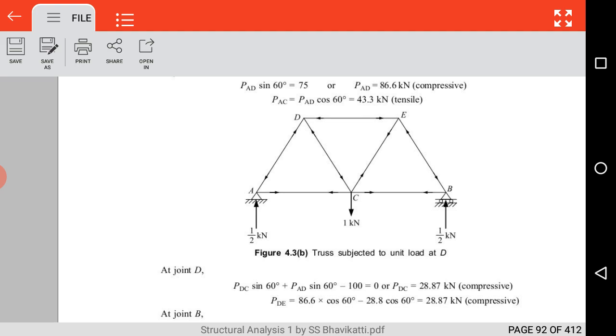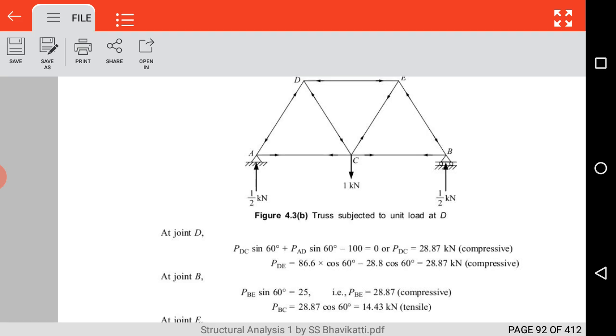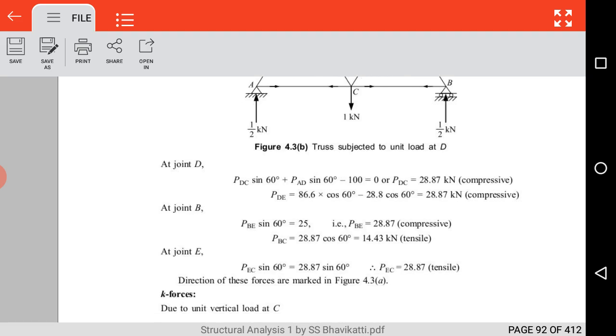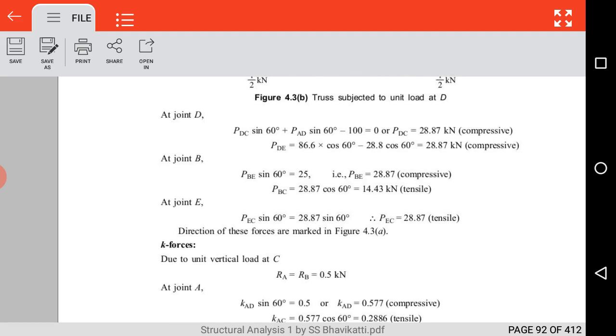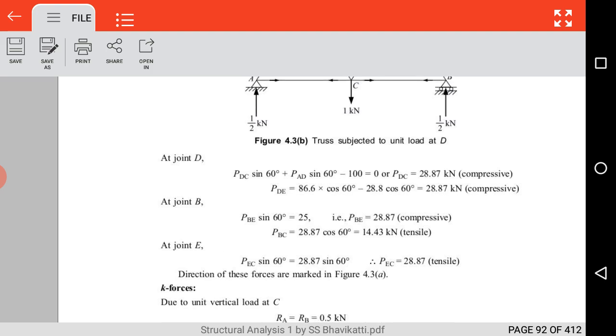So for the joint D, if we apply our equilibrium conditions, we find that the force PDC is equal to 28.87 kilonewton and force in the member PDE is equal to 28.87 kilonewton. In the same way, for the joint B and applying the equilibrium conditions, we find that the force in the member PB is equal to 28.87 and BC is equal to 14.43 kilonewton. So these are the P forces for the first truss.